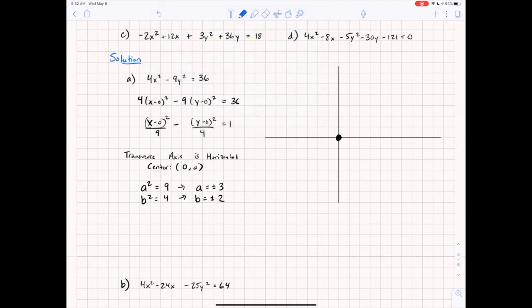All right, so there's my center. To get to my vertices, I'm going to take 3 steps to the right: 1, 2, 3. There's one vertex. 3 steps to the left, there's my other vertex. So here are my vertices. Then to create my box, remember we take steps for b. Up 2, there's the height. Down 2, there's the depth. Then I'm going to make my rectangular box here because I need to draw out my asymptotes so I can see the overall hyperbola shape.